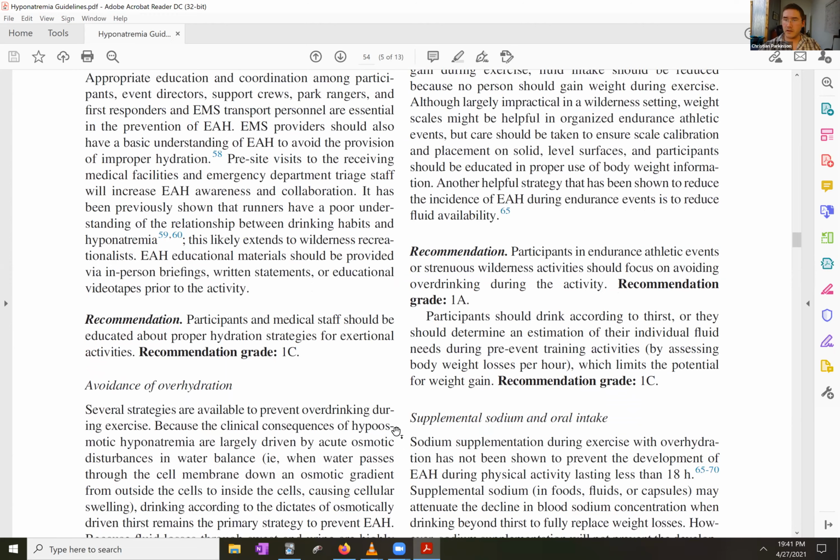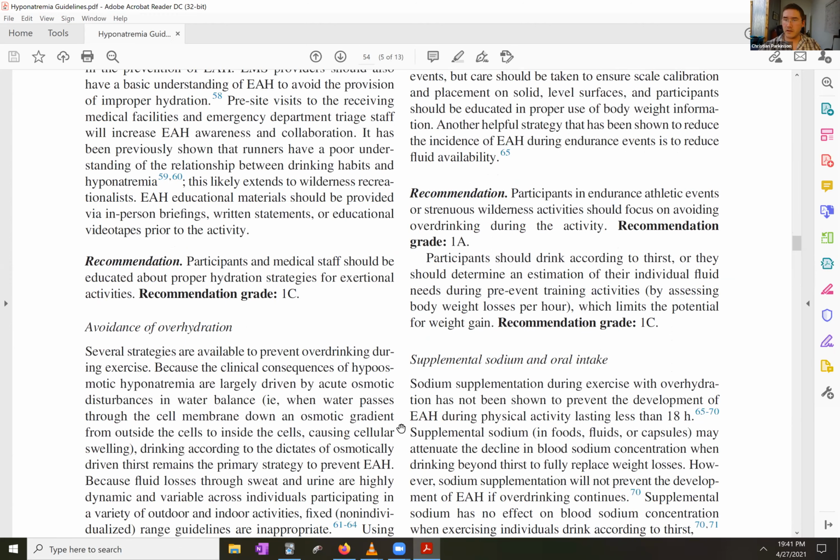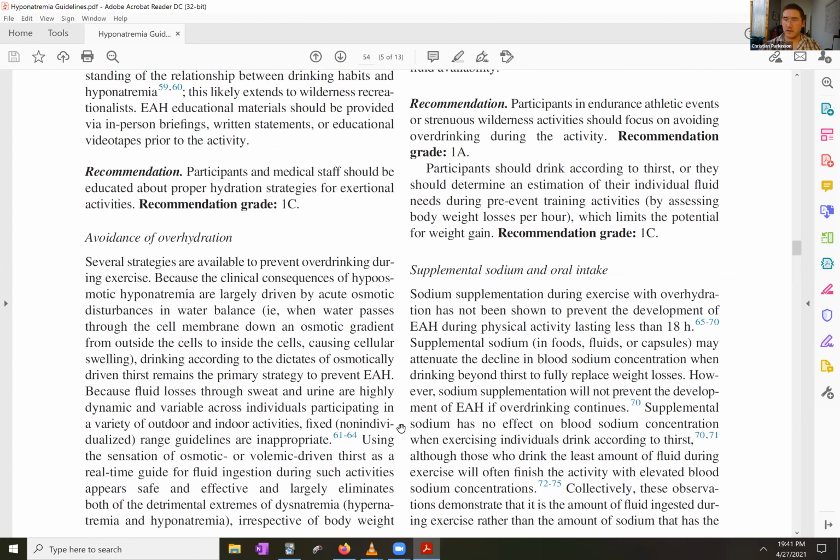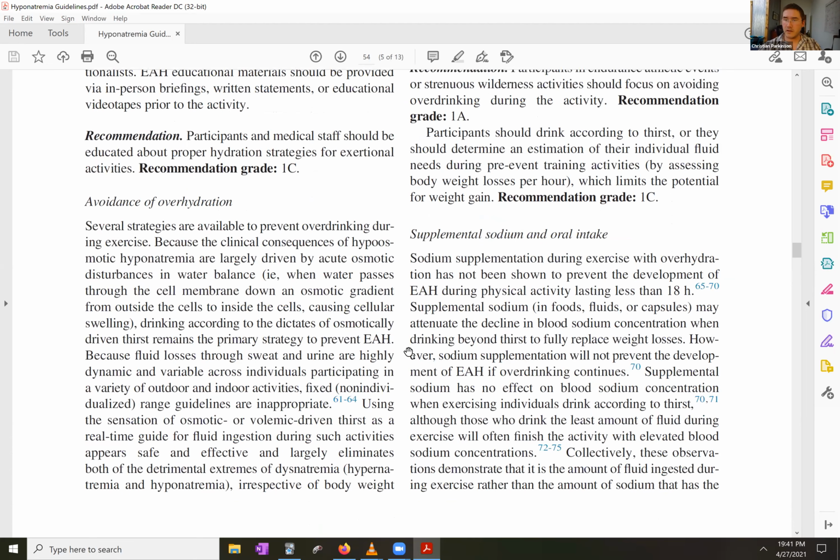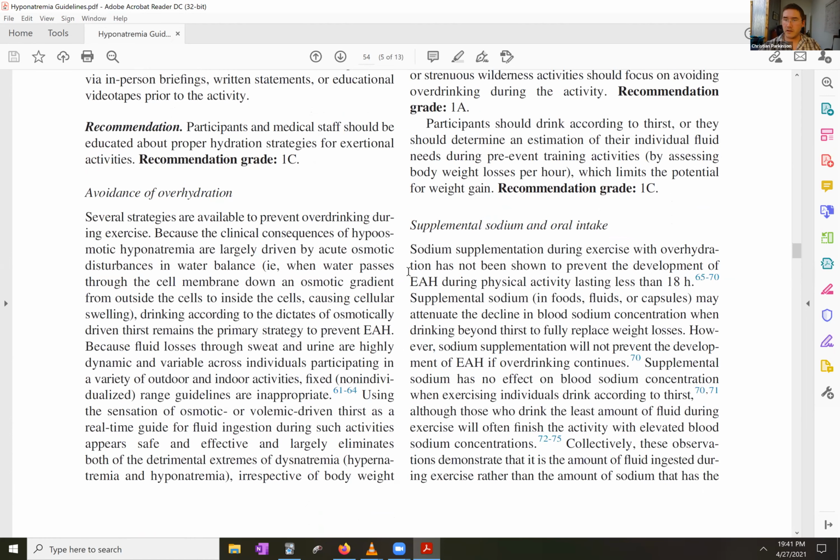Body weight by loss per hour, as we discussed. Here we go. Supplemental sodium and oral intake. Sodium supplementation with exercise, during exercise with overhydration, has not been shown to prevent development of hyponatremia during physical activity lasting less than 18 hours. It may attenuate the decline of concentration when drinking beyond thirst.